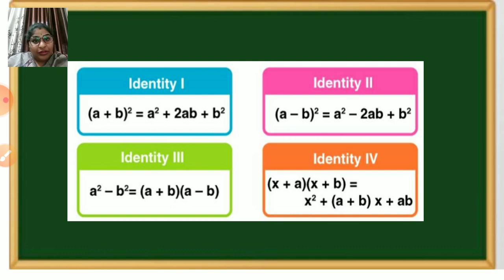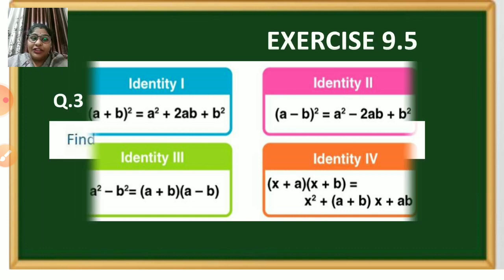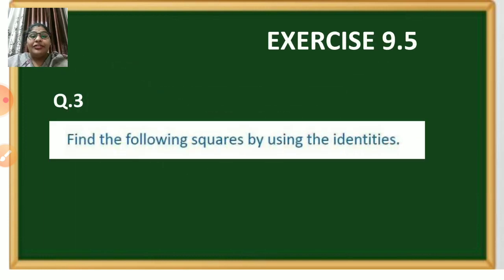So thoroughly you have to learn these identities children. This exercise 9.5 is completely based on these four identities. Using these identities we are solving the sums given. So let us further continue with exercise 9.5. We will see today question number 3, that is find the following squares by using the identities.